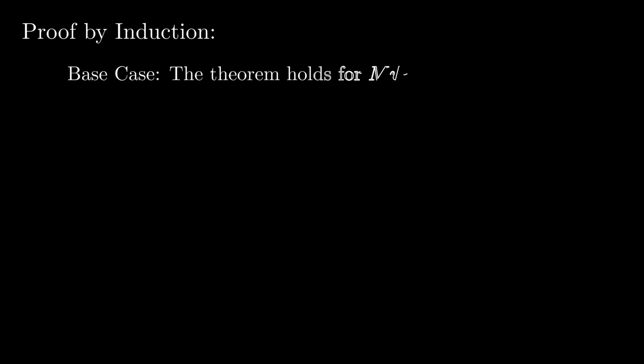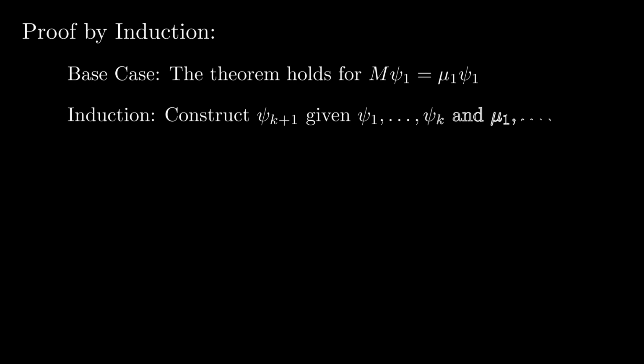As you may have noticed, this theorem lends itself to induction. The base case is that we can construct the first eigenvalue with a non-zero vector x that maximizes the Rayleigh quotient with respect to M. The inductive step is that we can construct the k plus first eigenvector given the first k eigenvectors and eigenvalues, while ensuring that the k plus first eigenvector is orthogonal to all of the previous k eigenvectors.